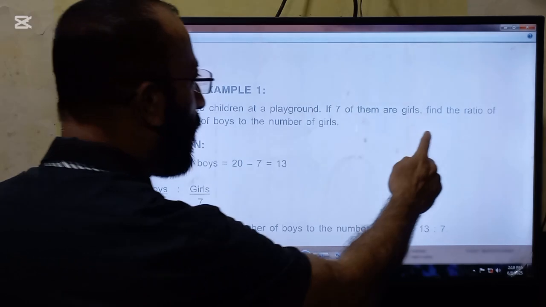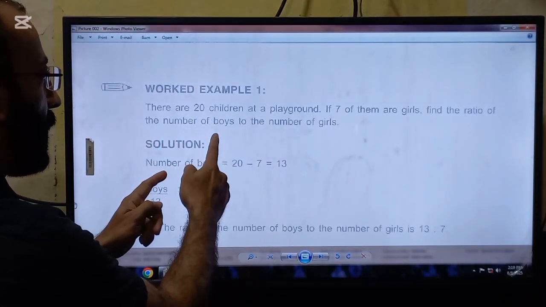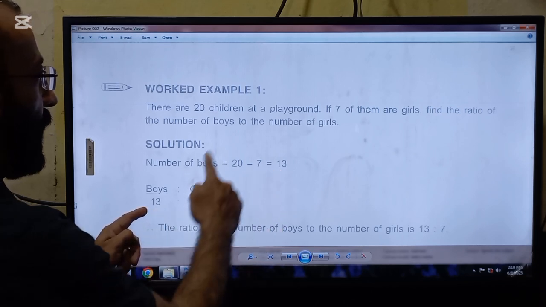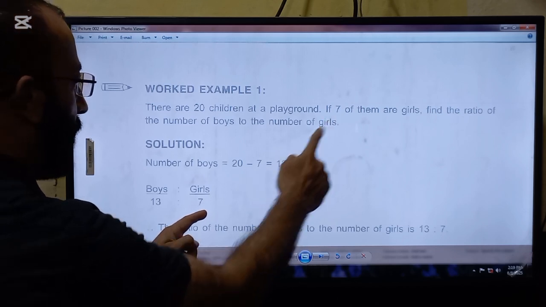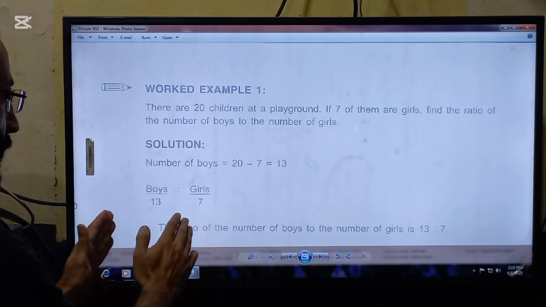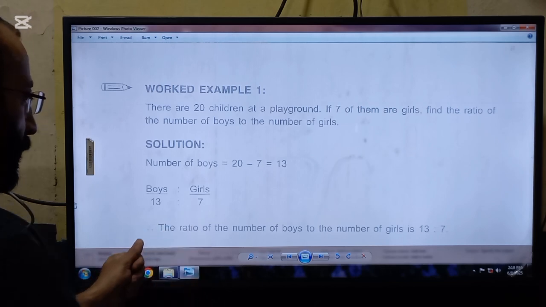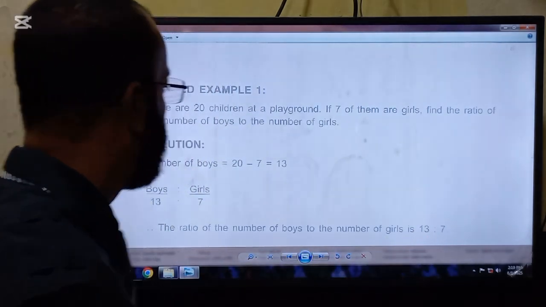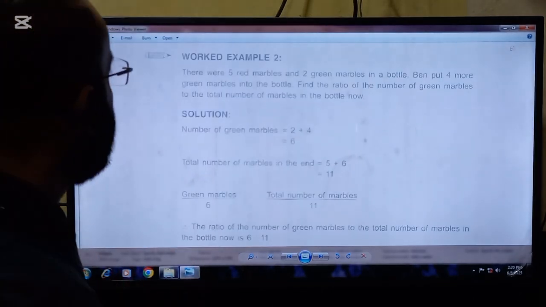Now the requirement is to find the ratio of the number of the boys to the girls. So look, boys are coming first. So the number of the boys, that is 13, will be written first. And then the girls are coming later. So the number of the girls, that is 7, will be written later. So this is the answer of the question, 13:7. So the ratio of the number of the boys to the number of the girls is 13:7.